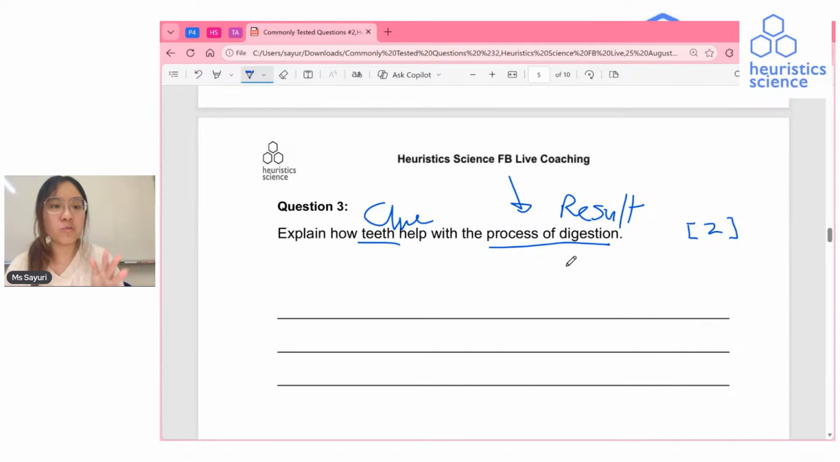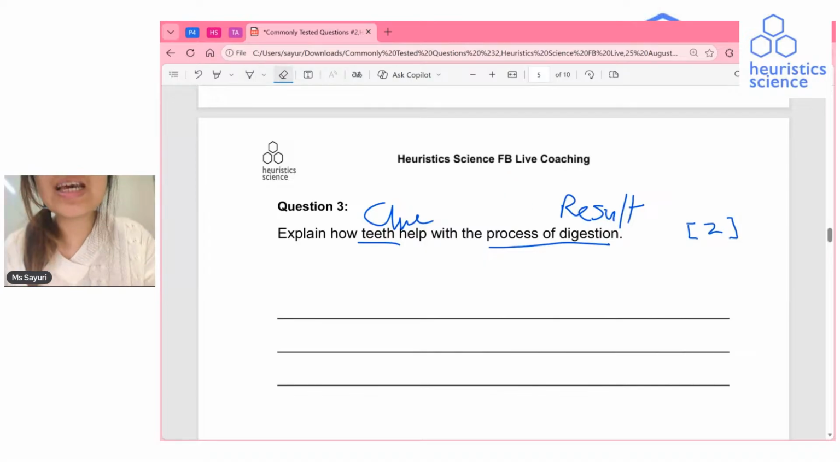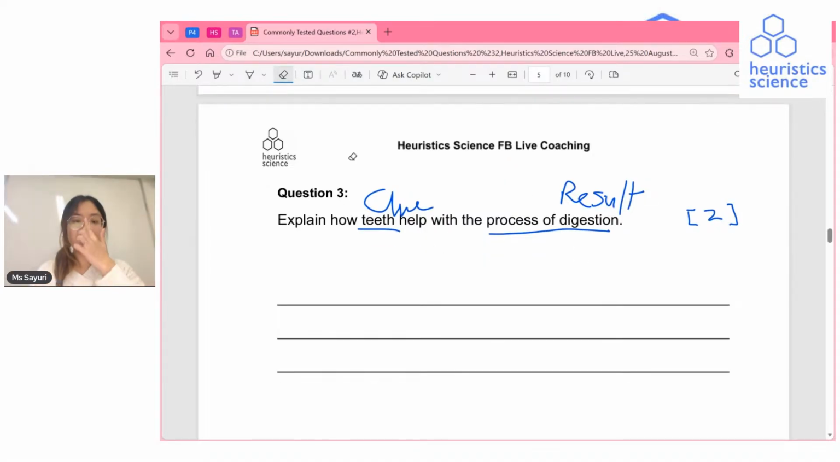Sometimes they will phrase it like that. Explain how the teeth help with faster digestion. I think you don't need to write so much, because we already know, in the end it's faster. But for this kind of question, because they didn't say, you're going to go all out, and I'm going to present to you the words that you need to write.